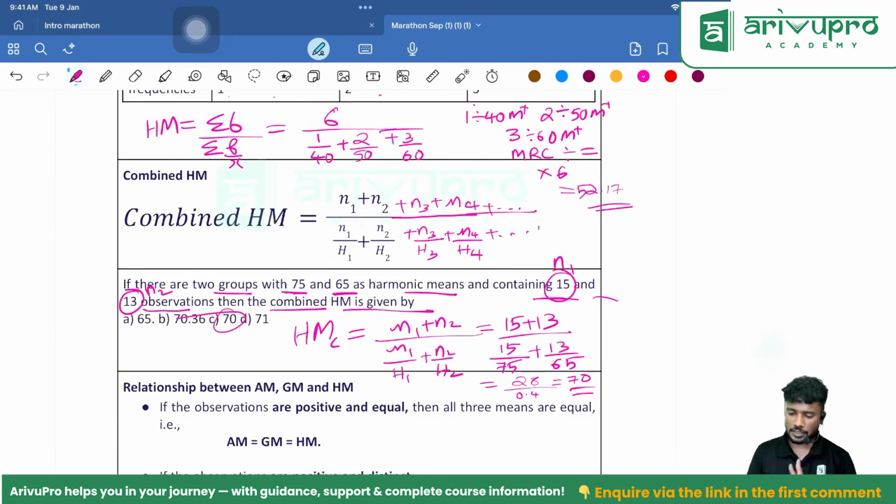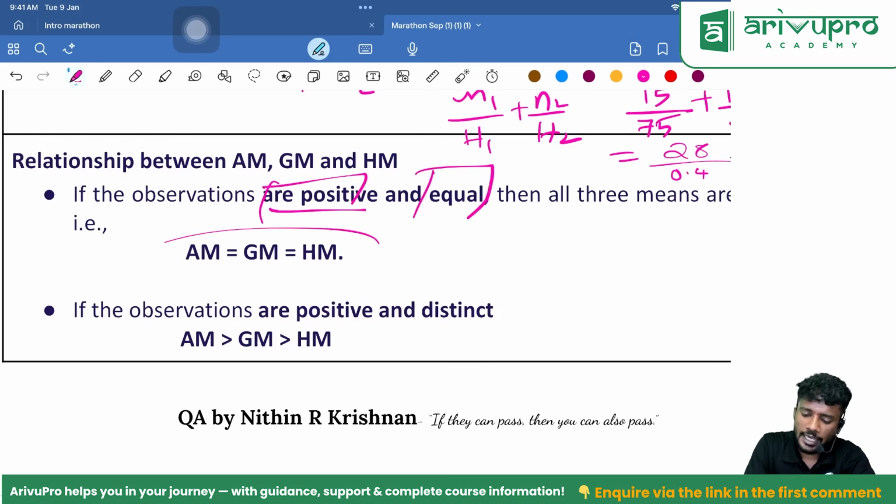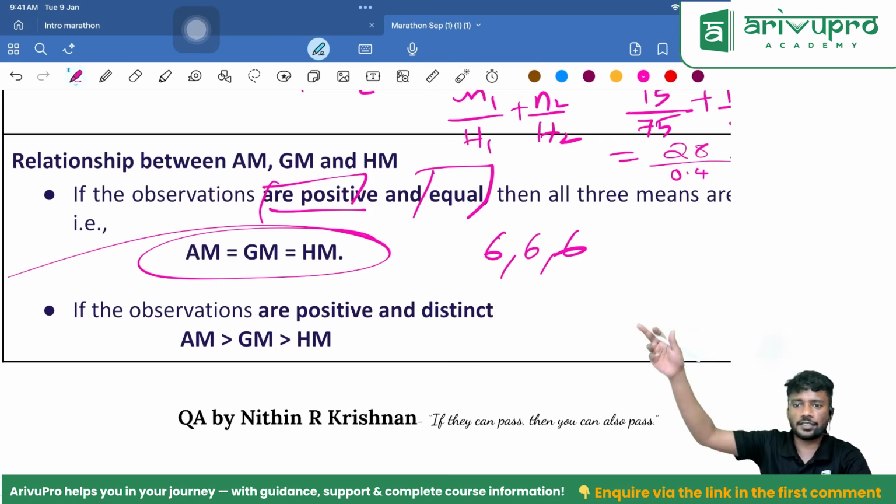Clear up? Yes. Now, relationship between AM, GM and HM. When the observations are positive and equal, AM, GM and HM are equal. Am I correct? If for example, 6, 6, 6, the AM is how much? 6 plus 6 plus 6 divided by 3. How much is it? 6. Then GM for this will be how much? 6 into 6 into 6, the entire thing raised to 1 by 3. That will also be 6. HM will also be 6.